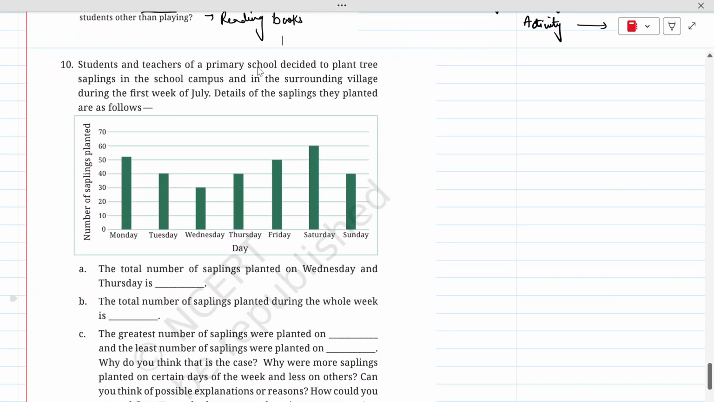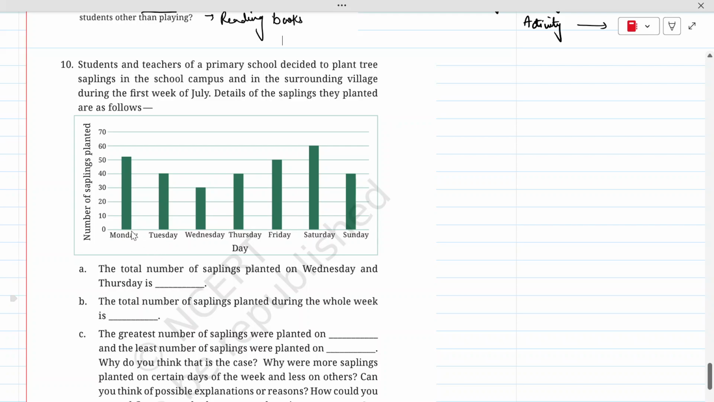Students and teachers of a primary school decided to plant saplings in the school campus and in the surrounding village during the first week of July, and the details of the saplings they planted are as follows. So basically the students and teachers of the primary school planted saplings in and around the school campus and the village in the week of July, and the details are given to us in the table. Let us go through the bar graph first. We have the days Monday, Tuesday, Wednesday, Thursday, Friday, Saturday, Sunday. So all 7 days are plotted here.